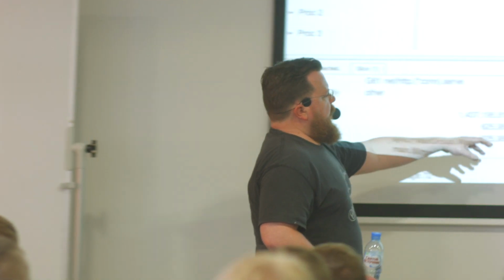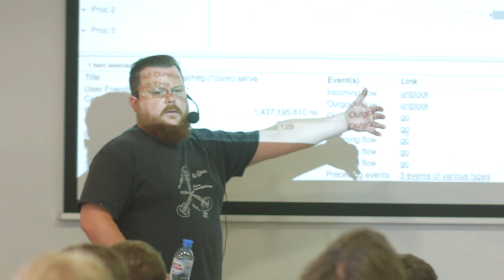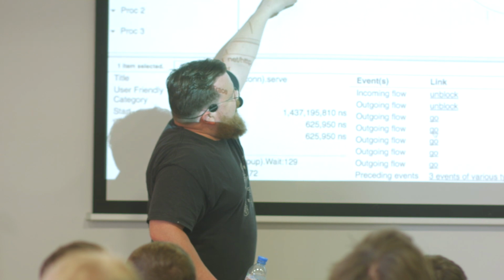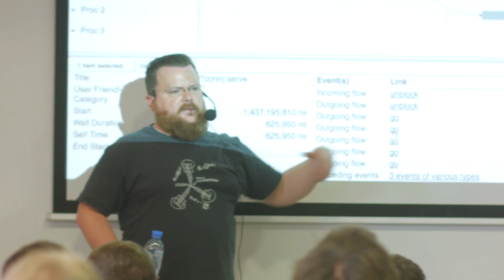Okay, so we can see here that this is the spawning of the workers that we started. There is a line, outgoing flow. The word unblock means a channel event. The word go means started a goroutine, like the go statement. So we can see that this goroutine here spawned these other workers here. If you hover over that, you'll see arrows pointing to that. So now we can trace why a goroutine woke up and why a goroutine was created.